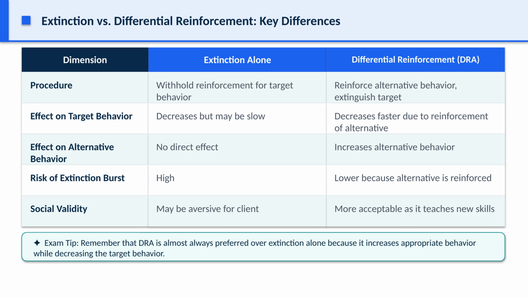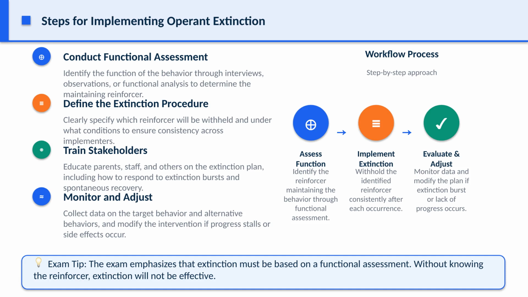To implement operant extinction effectively, you must begin with a functional assessment to pinpoint the maintaining reinforcer, whether it's attention, escape, or access to tangibles, because extinction only works when you withhold that specific consequence. Next, define the procedure clearly. Specify exactly which reinforcer is withheld and under what conditions, ensuring all implementers apply it consistently.